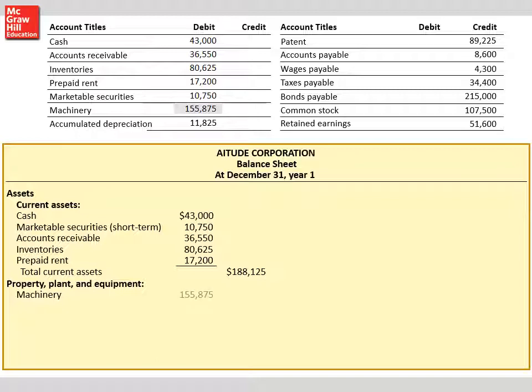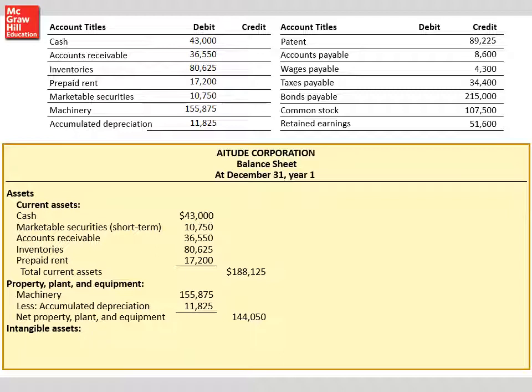So this company has machinery. We list it at its balance or its cost. Remember, we then subtract any accumulated depreciation related to that asset, or the amount that has been expensed so far. And it's the net or book value that is the final amount reported. So we subtract the 11,825 from the 155,875. So the total amount in property, plant, and equipment, 144,050.